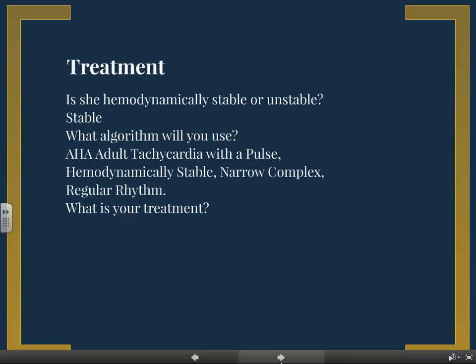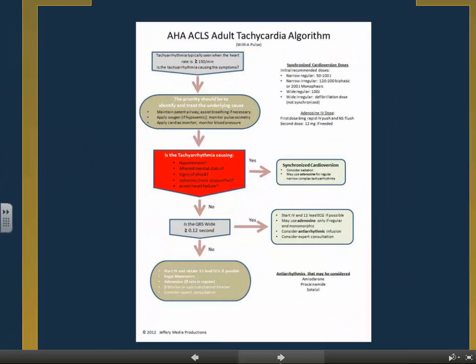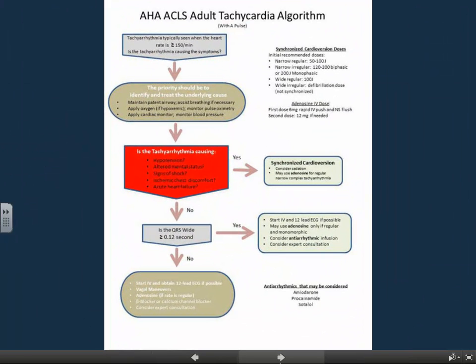All right, so let's just look at it through the algorithm. Stable or unstable? She's stable, right? Hemodynamically, she's stable. So we're going to use the AHA adult tachycardia with a pulse. Hemodynamically stable, narrow complex, regular rhythm. If we're going to treat it with the tachycardia algorithm, what's our next treatment?